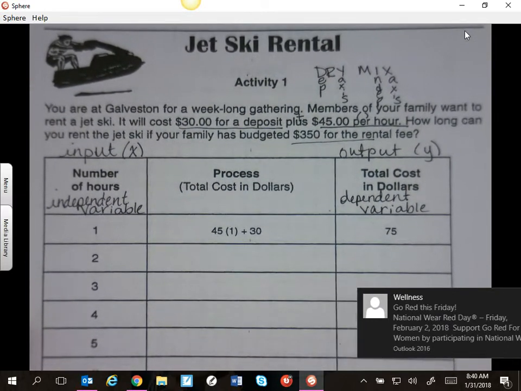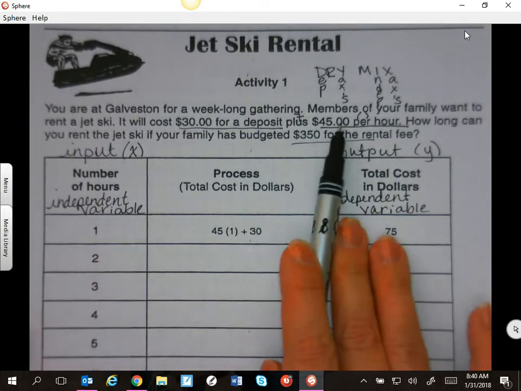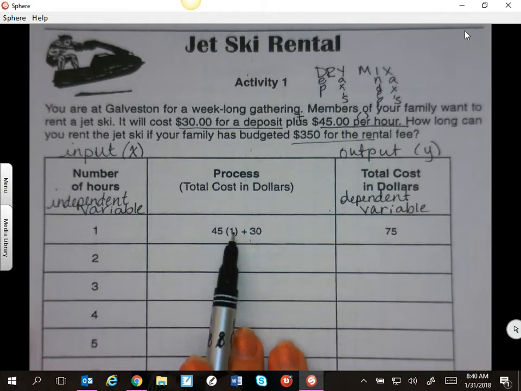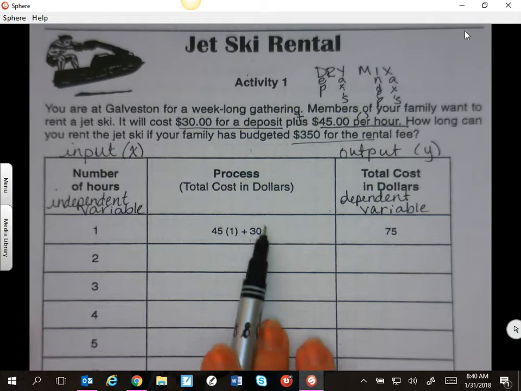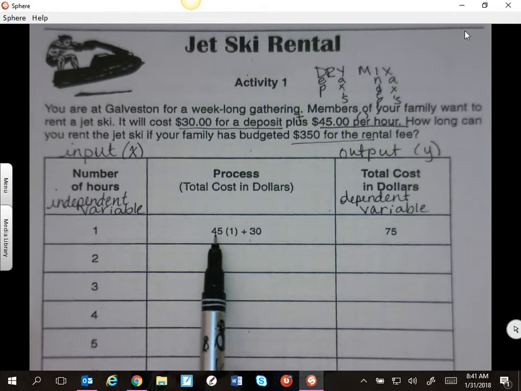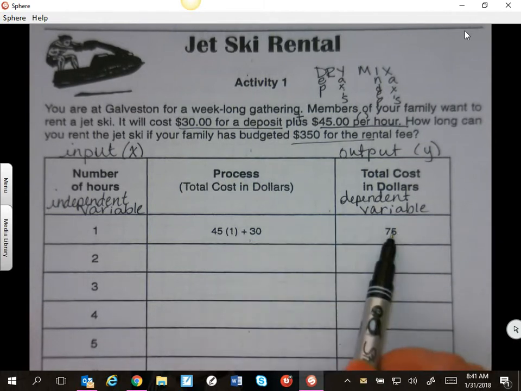So as we look at this process, I want you to look at what they've written for us. It was $45 an hour, so if we have 1 hour, we're going to say 45 times 1 plus this $30 deposit. Now again, that deposit is only happening once. If we simplify this, 45 times 1 is 45, and 45 plus 30 is 75. So we put in the 1 hour, we got out the $75.